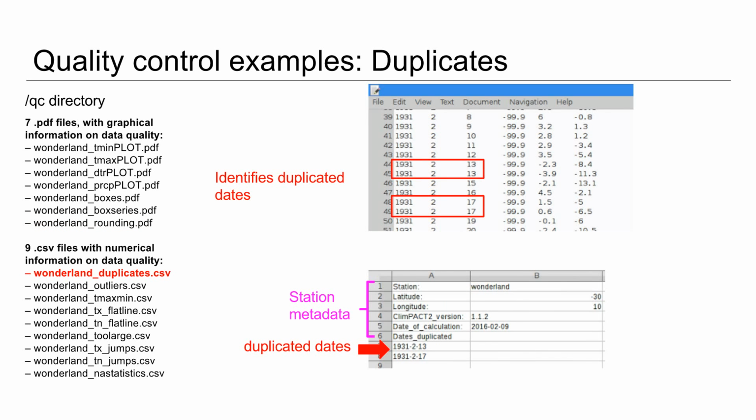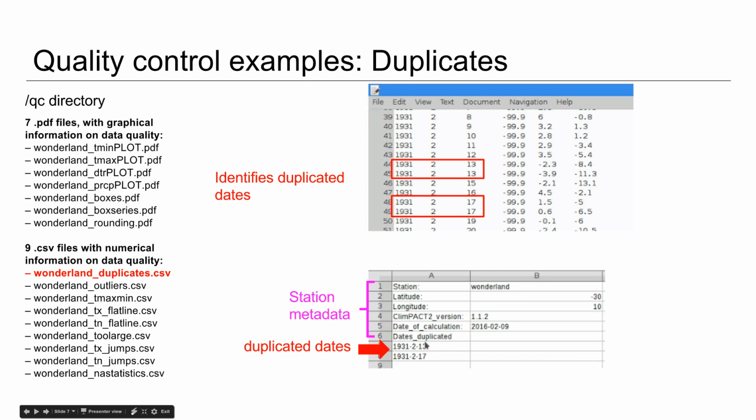Okay, onto the CSV files. The first CSV file is called duplicates.csv, and this just identifies duplicated dates in your ClimPACT input file. Here we have a sample input file for ClimPACT that you should be familiar with, and you can see that there's two February 13ths and two February 17ths. So in our duplicates.csv file, these dates get recorded in a list called dates duplicated.